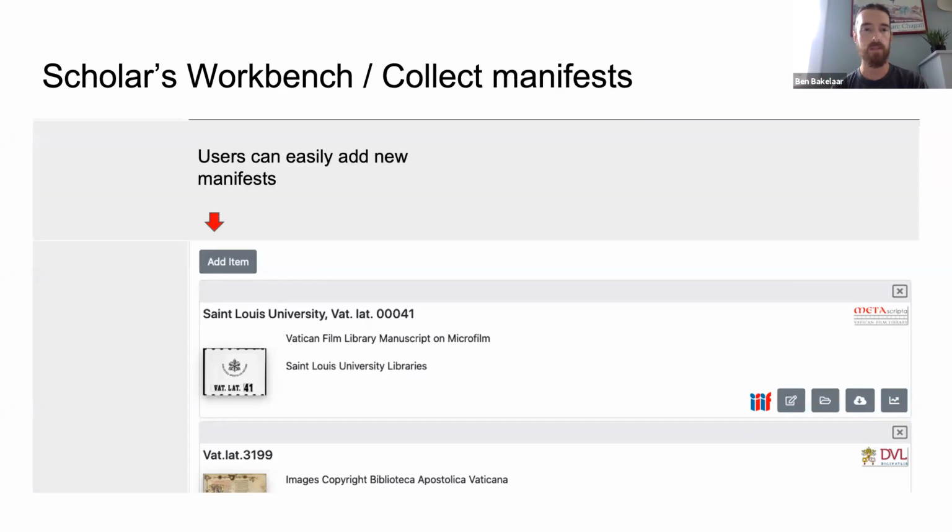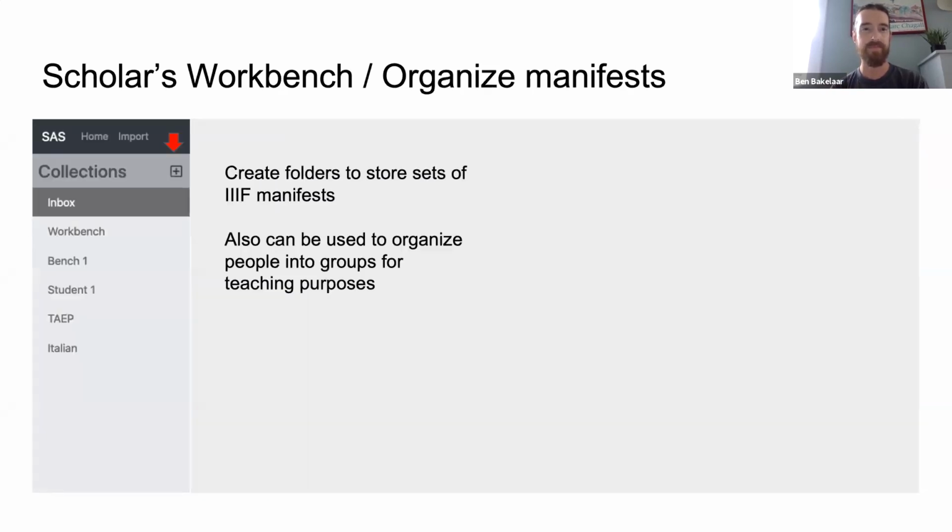Next slide, please. So all you have to do is click Add Item to add your manifest. Next slide. Forgot that I had all these broken out. So you can easily add a new collection. And I think we currently don't have the ability to rename a collection, but that's coming in the next round of development.